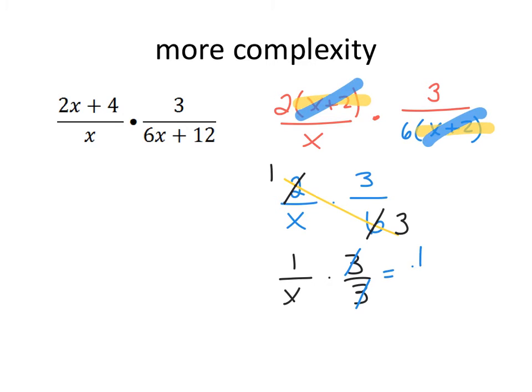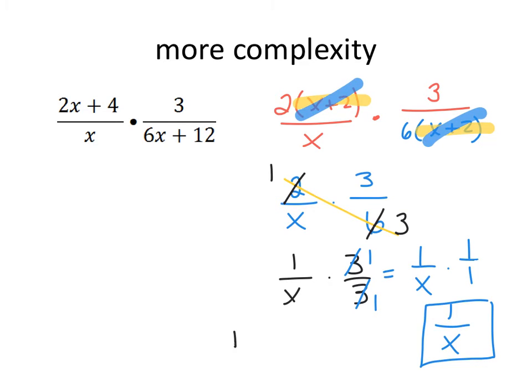And that becomes 1 over x times 1 over 1, because 3 goes into 3 once, and 3 goes into 3 once. I messed up here. This should just be a 1. And so when I multiply that out, I just get 1 over x. And so there's my final simplified answer.